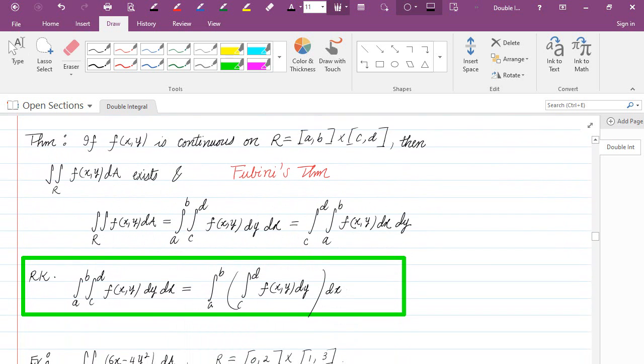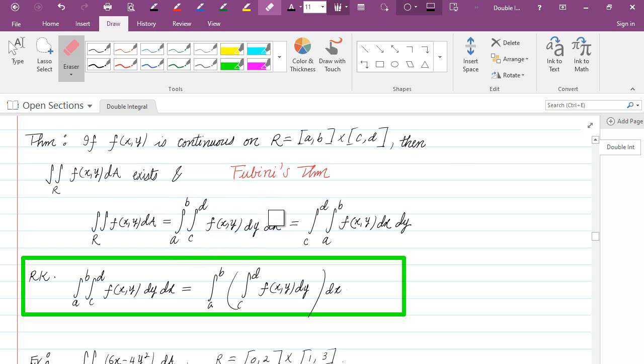Here is Fubini's theorem, and what it allows us to do is express the double integral in terms of iterated single integrals. So if f of x,y is continuous on the rectangle R, then the double integral over R of f of x,y exists, and the double integral can be expressed as this iterated integral, where we have the integral from a to b, integral from c to d, f of x,y dy dx.